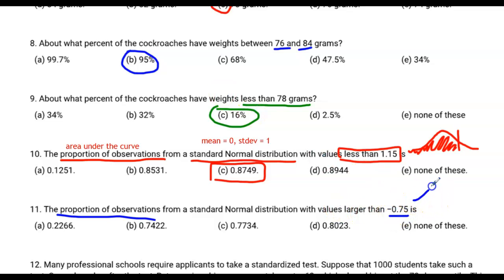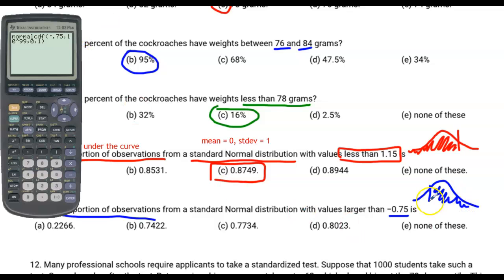I'm experiencing deja vu. Larger than negative 0.75. If this is the mean here, negative 0.75 is going to be about here. Values larger than that, which means I'm going to shade this way. That means I'm going to use normal CDF yet again. For this case, I have a lower bound of negative 0.75 and an upper bound of positive infinity, so I put in negative 0.75 as my lower bound, and then 10 to the 99th, which is essentially positive infinity.